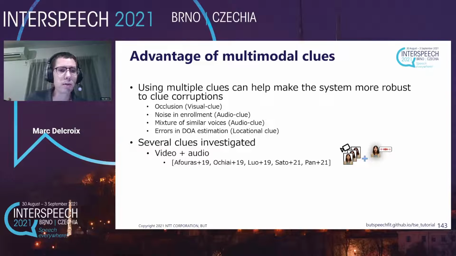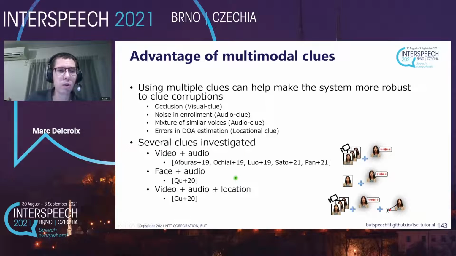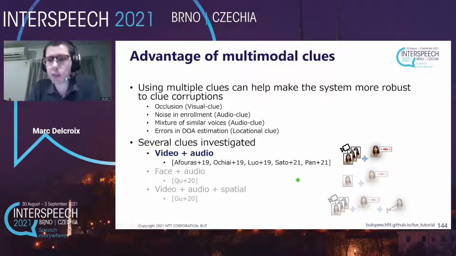So several people have proposed to use multimodal clues, so several clues, to perform target speech extraction, to be more robust to this kind of corruption of the clues. For example, many propose to use video and audio, but there are also works that use face and audio, or video, audio, and location. Here, I will just introduce the video and audio-based approaches.